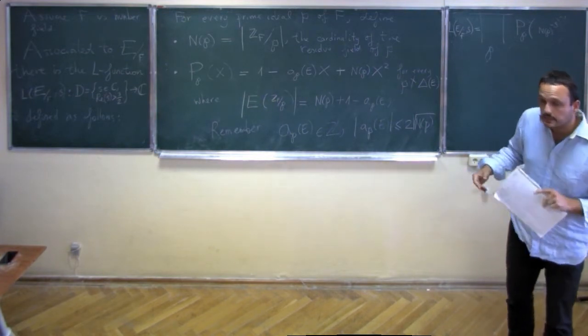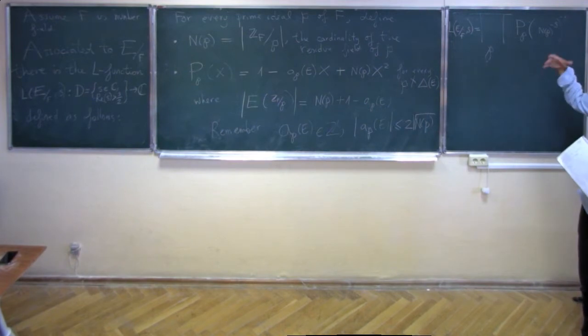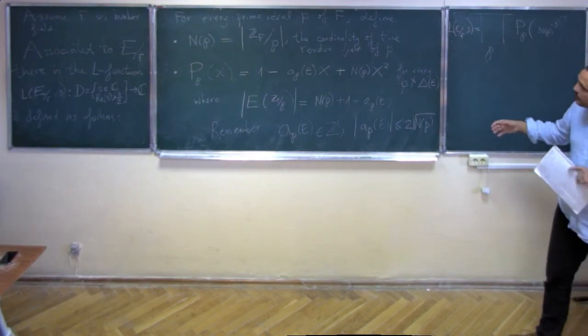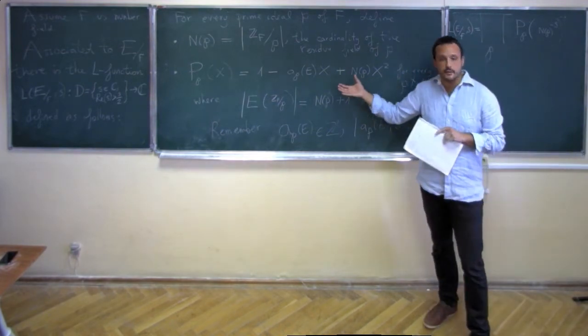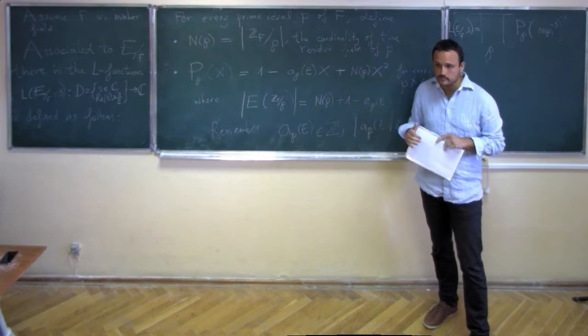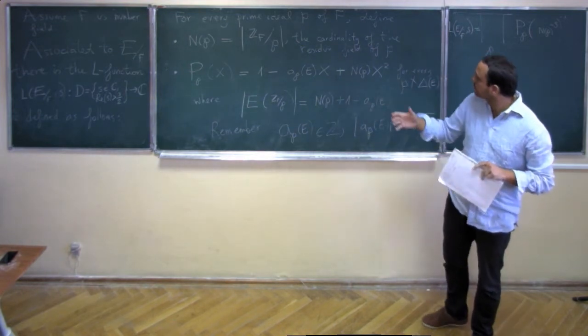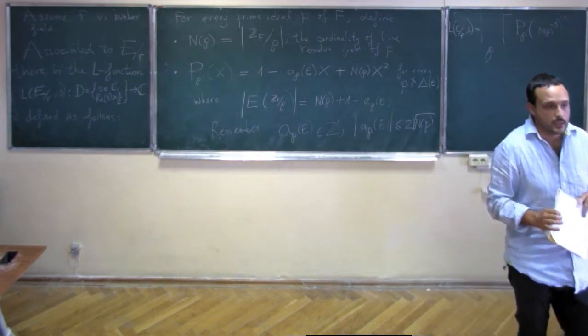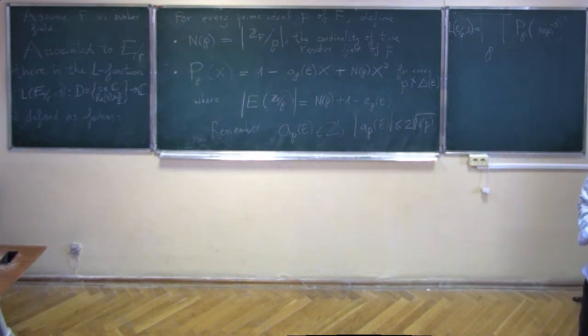The Riemann zeta function is defined exactly in the same spirit, where the polynomial for the Riemann zeta function has degree 1. It's simply 1 minus p times x. So this is a very standard machine for constructing zeta functions, and this is not just an ad hoc definition. This is just part of a definition that applies to many arithmetic objects.